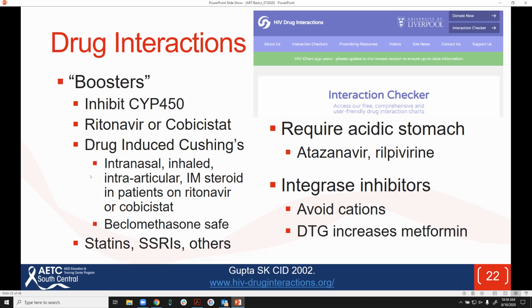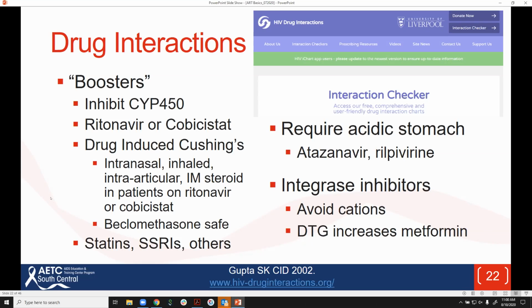But it can interact with some of our very commonly used medications. Some of these here, intranasal steroids, many of which are now over the counter, like fluticasone, would be an absolute no-no for somebody who is on antiretroviral therapy with a booster, because the metabolism of that steroid can be slowed down and someone can present with Cushing's, which is overwhelming cortisol levels, and they can have weight gain and hypertension and glucose intolerance and all of those things.